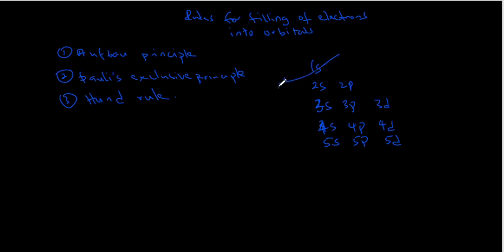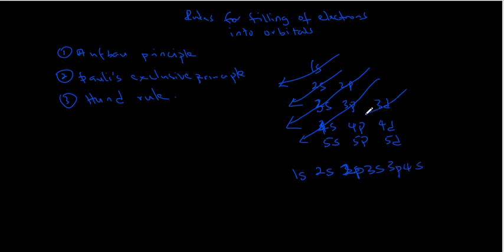Now according to Aufbau, 1s is the lowest in energy. After that you have the 2s. After 2s you have the 2p and 3s. Then after that we have 3p and 4s. Then for our level we are going to stop at 3d because you are not to go beyond that. So this is the order.